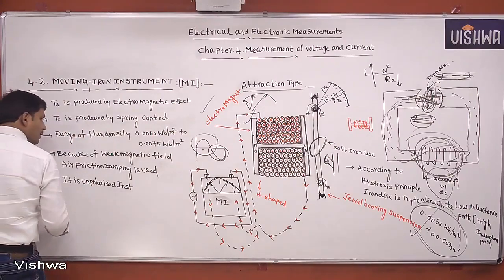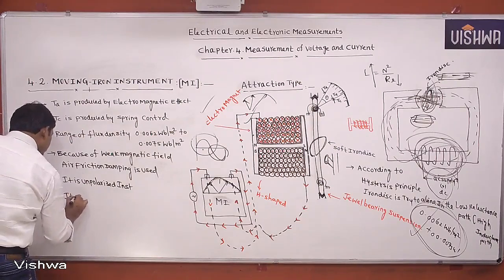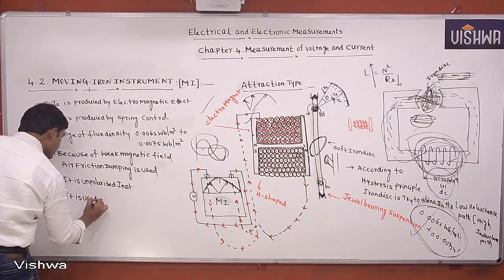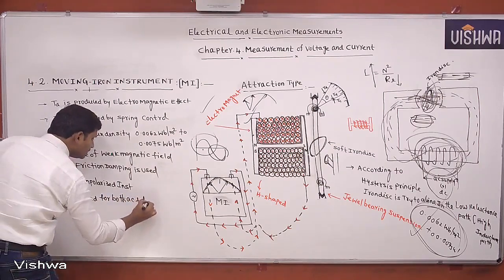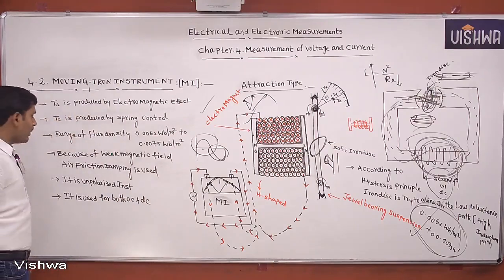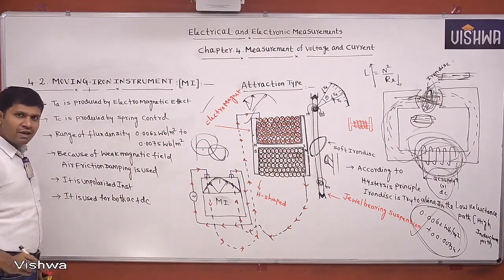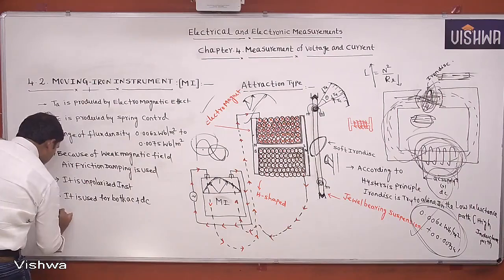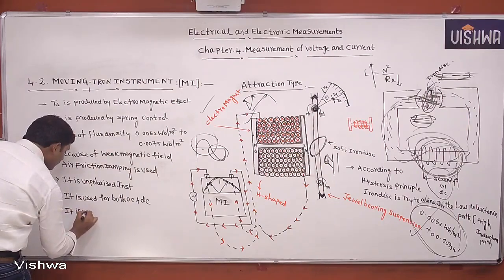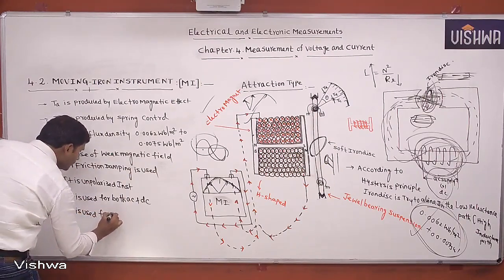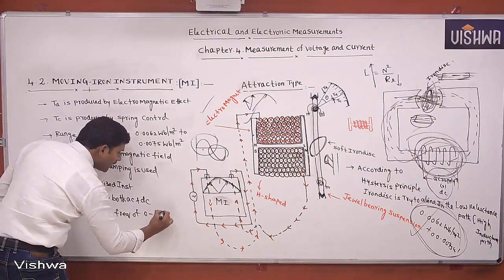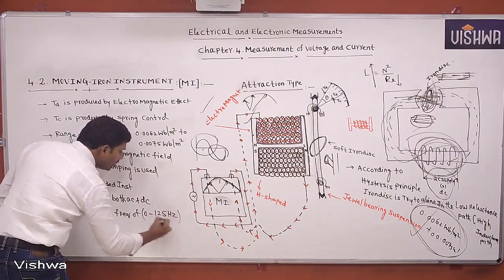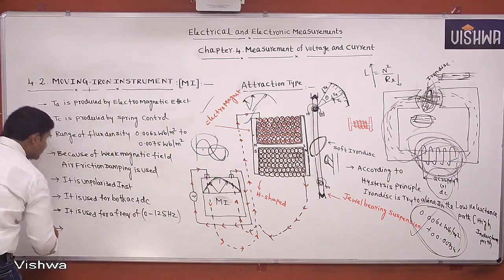It is used for both AC and DC. But if any instrument is used for AC, the frequency range is also important. This moving iron instrument is used for a frequency range of 0 to 125 Hz. These are preferable for 0 to 125 Hz only.